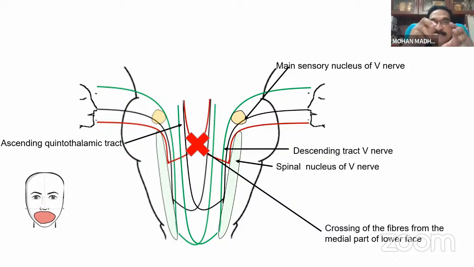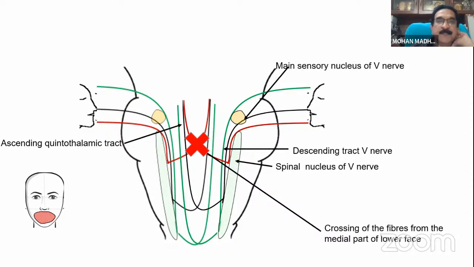This can occur only if the lesion is in the lower middle part of the pons, where the fibers from the lower part of the face or middle part of the face are crossing and ascending. So that is the pathophysiology of circumoral paresthesia. If somebody complains of paresthesia like that, initially always think of an intrinsic intramedullary lesion or intra-axial lesion in the brainstem.